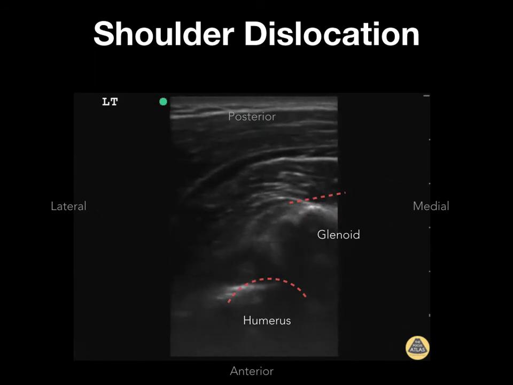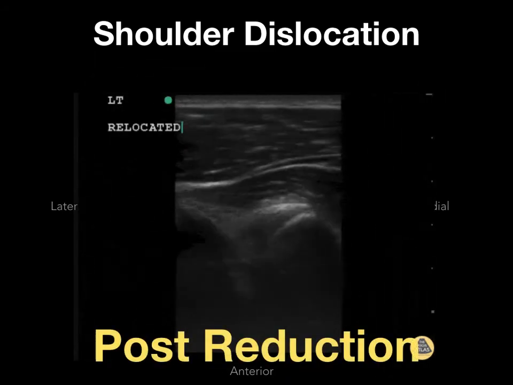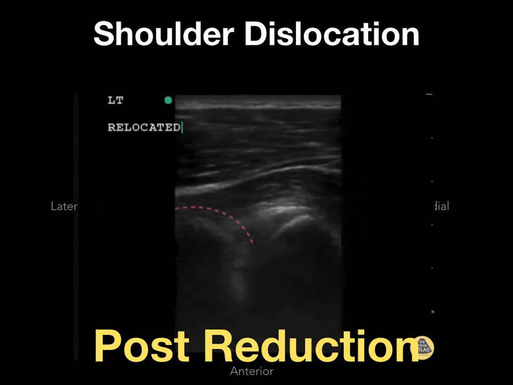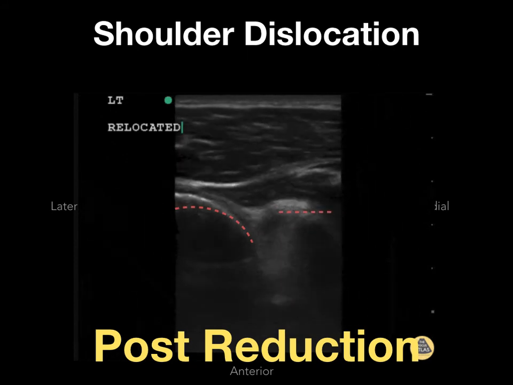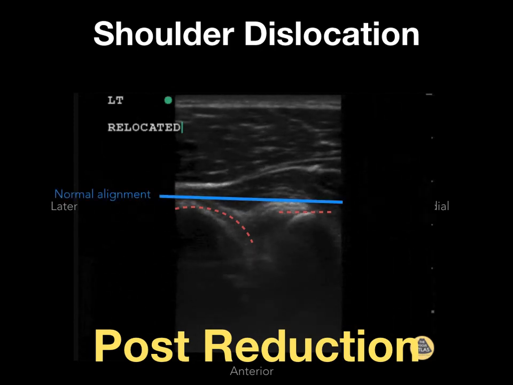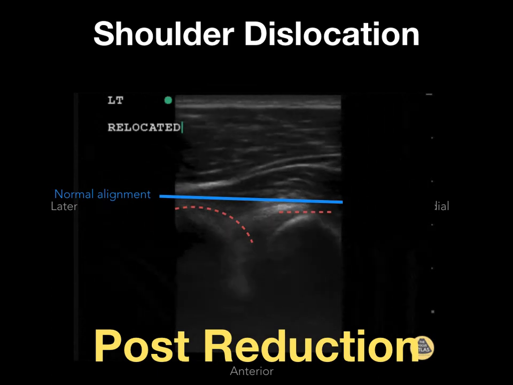Now once the shoulder is reduced, ultrasound can also be used to confirm realignment. This is a post-reduction of the same patient, and you can now notice that the humeral head is back in its normal position just next to the glenoid, and if we draw our alignment line again, we can now see that the two structures are back in line, confirming proper relocation.